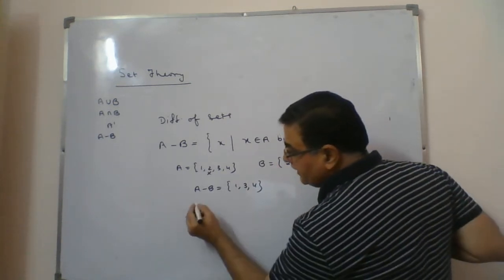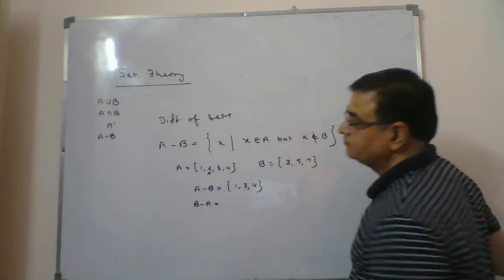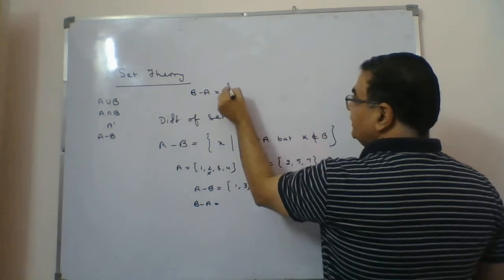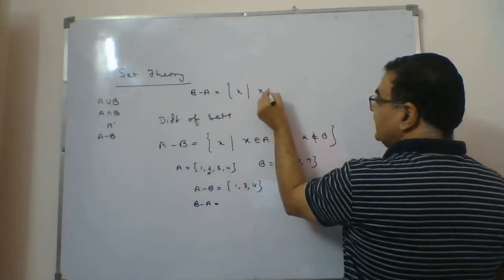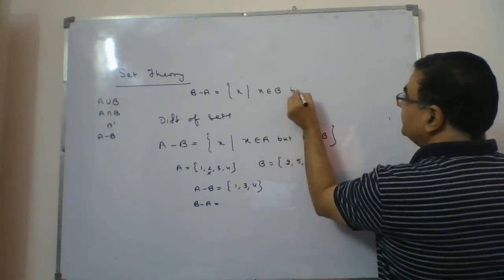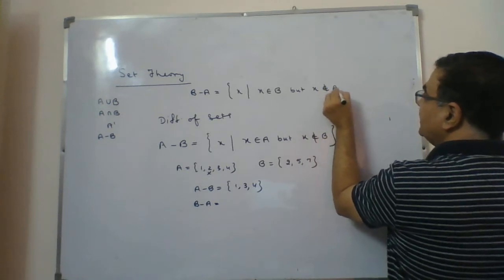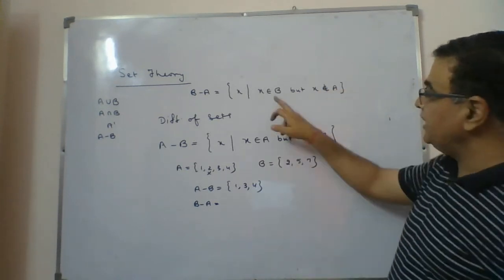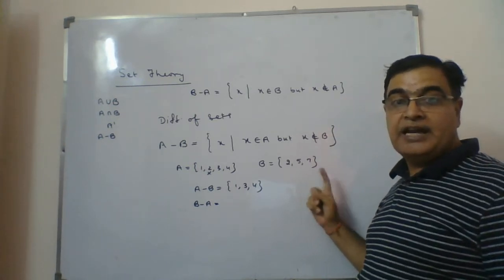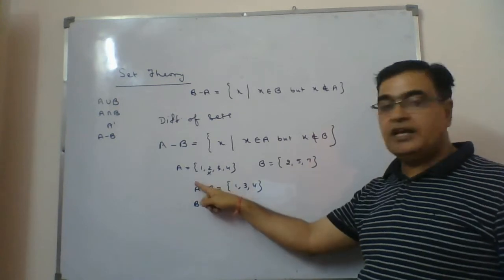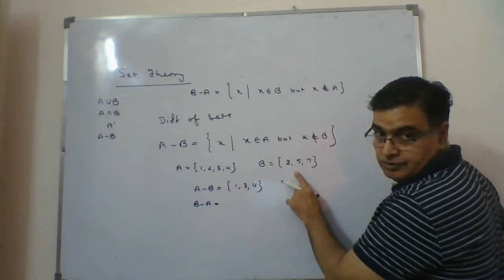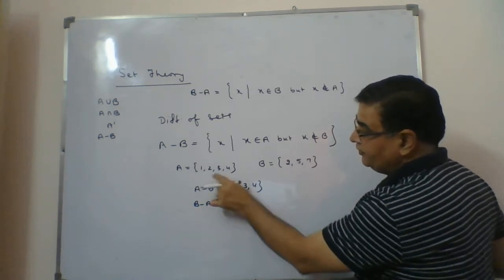By the way, if they say B minus A, then what changes in the definition? B minus A, if I take, it will be X, where X is an element of B, but X should not be an element of A. X is an element of B but not in A. So I am going to consider elements of B which are not in A. So here I'll consider first the set B, because B is here and this is A.